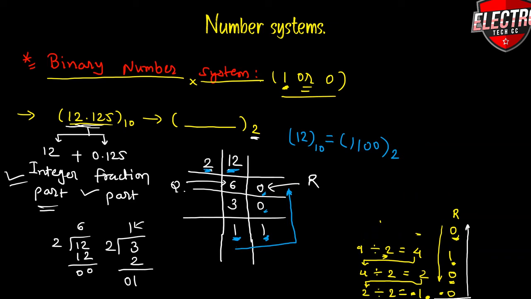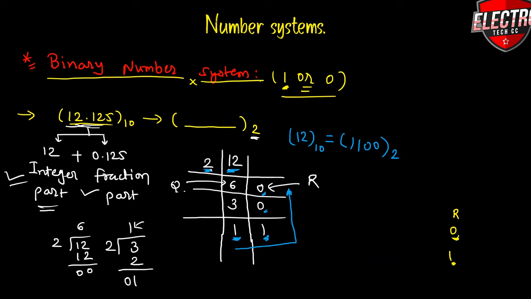But if you have to convert the fraction part into the binary number system, then you have to do the same process but with multiplication. In our case, the fraction part is equal to 0.125. You have to multiply by 2 because the binary number system works on base 2. So multiply by 2, then we get 0.25. Here you have to write down the integer part, which is 0.